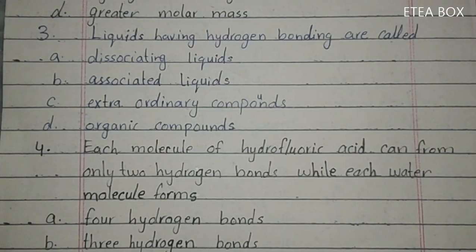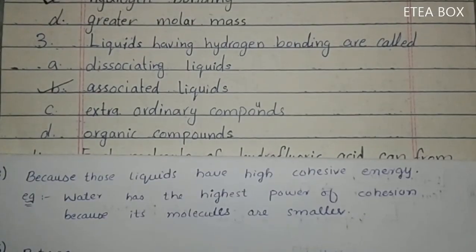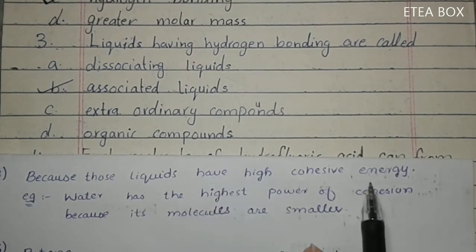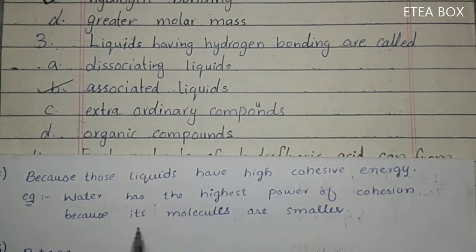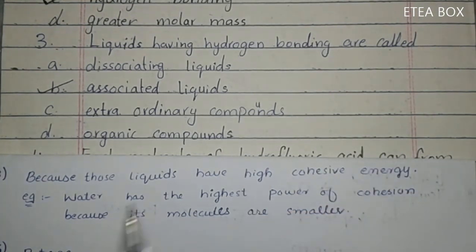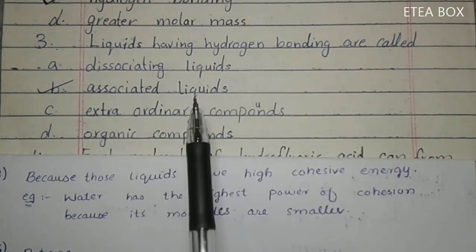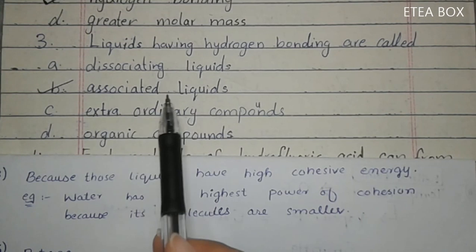Next one. Liquids having hydrogen bonding are called associative liquids. So let's see how it is called associative liquid. Those liquids having hydrogen bonding are called associative liquids because they have high cohesive energy. It means they have high cohesive power. For example, water has the highest power of cohesion because its molecules are smaller. So what is cohesive energy or cohesive power? Cohesive force is the force between the molecules of a liquid. That's why liquids having hydrogen bonding are called associated liquids, because they have cohesion between the molecules.